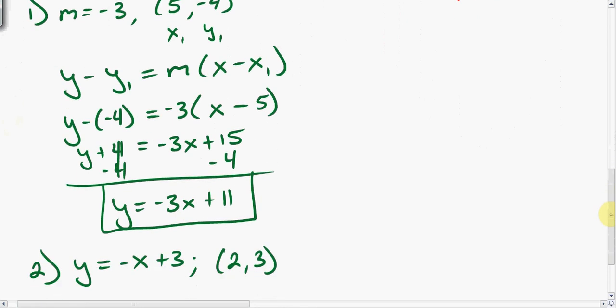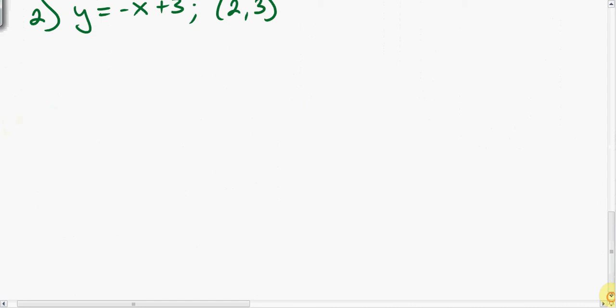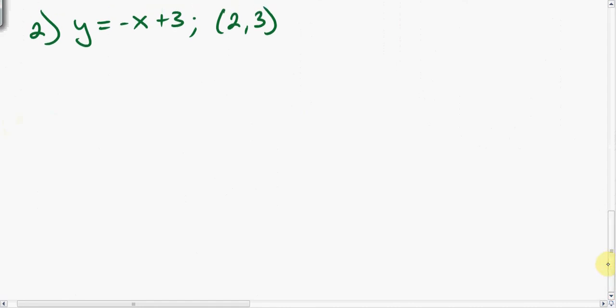Second problem. All right, we've got an equation given to us. It's y equals -x plus 3, and then 2 comma 3. By giving you an equation in slope-intercept form, they're actually giving you the slope. All right, so we have a slope of -1, so it's the same thing as having m equals -1, and then the ordered pair 2 comma 3.